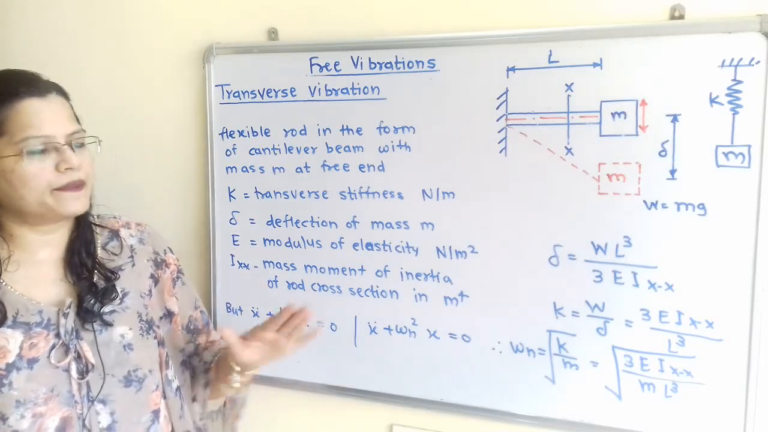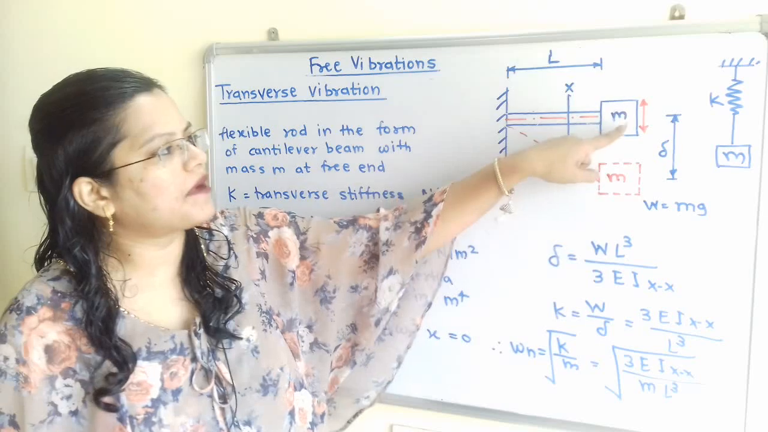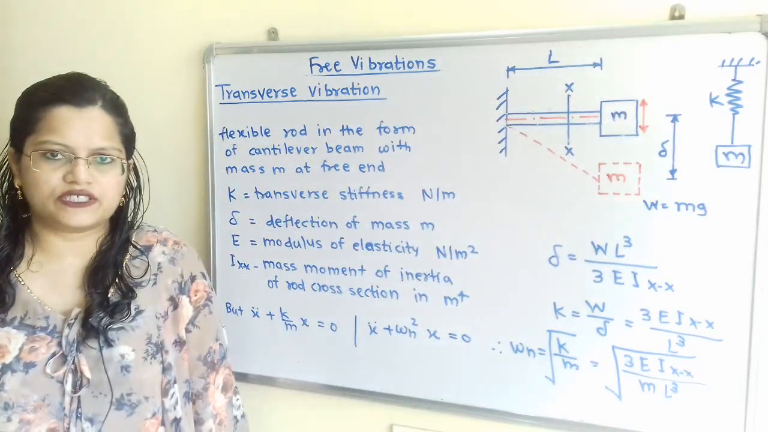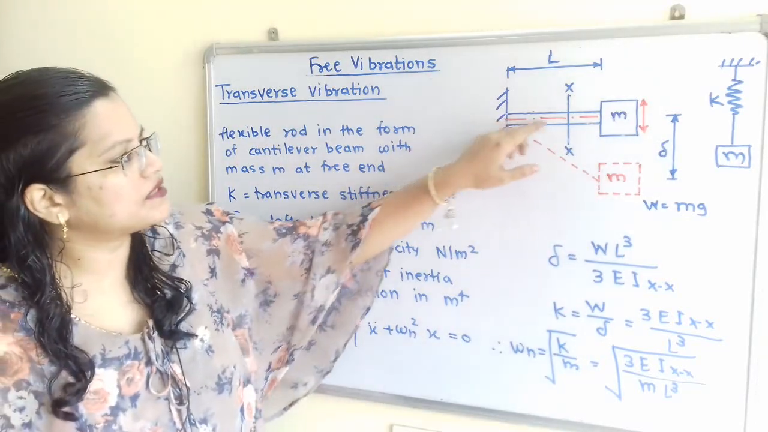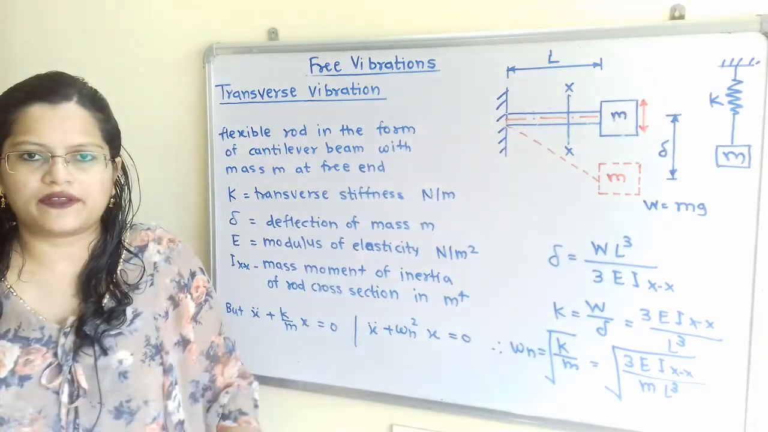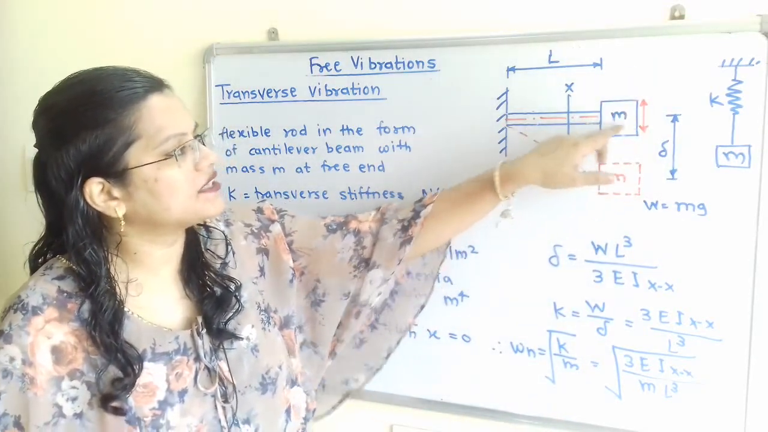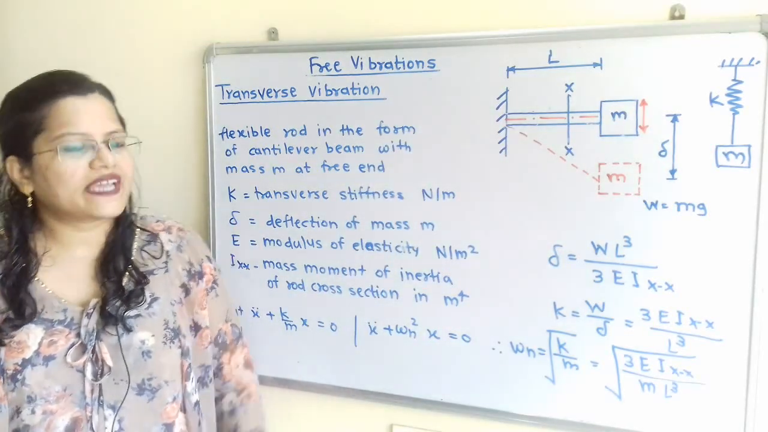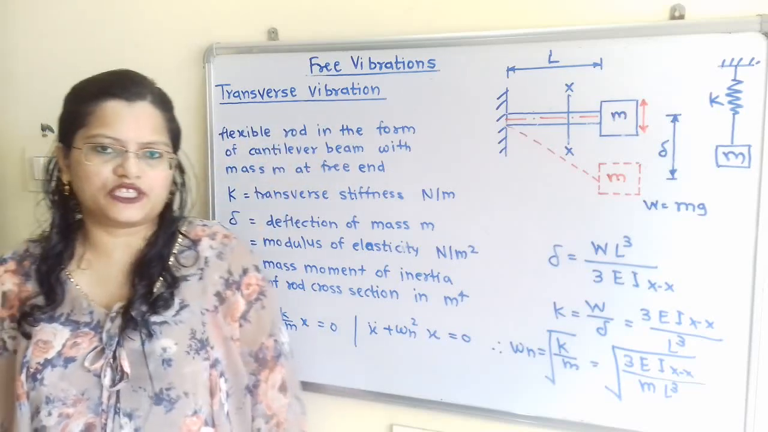Now when the vibration in this system is taking place, the particles of this mass M will vibrate in this upward and downward direction. And where is the axis of this rod? The axis of this rod is this horizontal line. So if we observe, the vibration is taking place in the perpendicular direction to the axis of the rod. So we can say that this type of vibration is the transverse vibration.